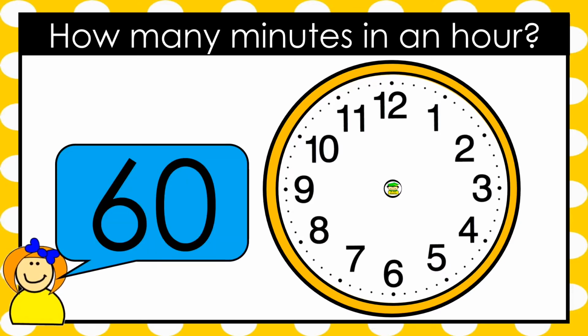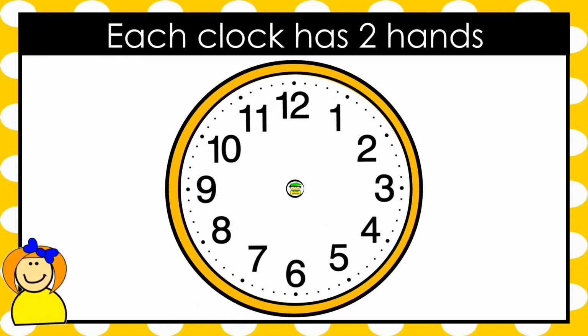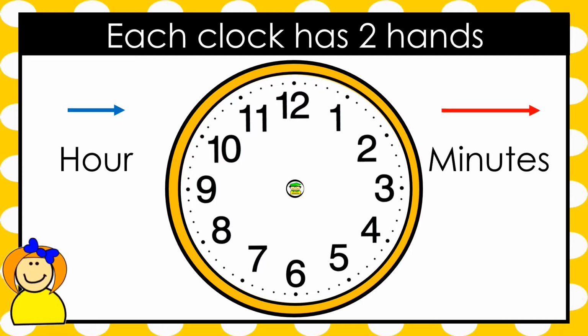This is why the face of an analog clock usually has 60 notches on it, each notch representing 1 minute. We also have numbers on there too, which we'll look at in the next video. Every clock has two pointers known as hands to help us tell the time. We have a small hand, which tells us the hour, and we have a big hand, which tells us the minutes. Let's look at where these hands go when we need to tell the time.